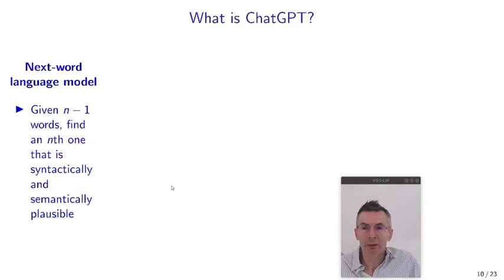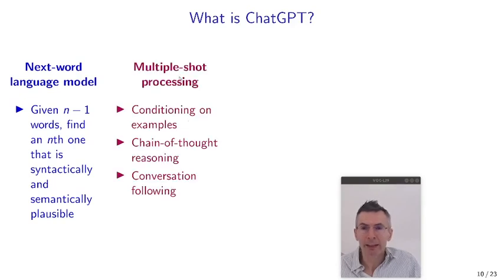So that's the first part of what GPT is. Now the second part is called multiple shot processing. And if you've played with ChatGPT, then you've kind of experienced that, because you can condition on examples. You can say, do something like this, and then it will understand what you mean from the example and apply it to the other situation that you described. And we also have in ChatGPT chain of thought reasoning and conversation following. Those are kind of layers that are added to this next word language model.